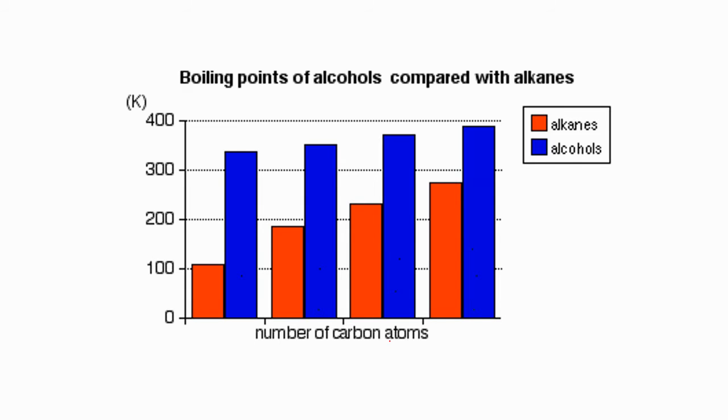This is how the hydrogen bonding affects the boiling points of alcohols. The red bars show alkanes, and as the number of carbon atoms increases, the boiling point increases as the intermolecular forces between the molecules increase. However, this shows that the number of carbons also increases the boiling point of alcohols, but the boiling point of alcohols is much higher than the boiling point of alkanes. And the reason for this is the hydrogen bonding, the intermolecular forces or attractions between the molecules.